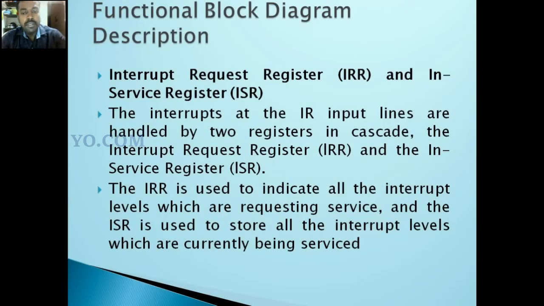First one, interrupt request register and in service register. The interrupts at the IR input lines are handled by two registers, that is the interrupt request register and the in service register. IRR is to indicate all the interrupt levels which are requesting service, and ISR is to store all the interrupt levels which are currently being serviced. So currently being serviced is stored in the in service register. Requesting levels are stored in the interrupt request register.